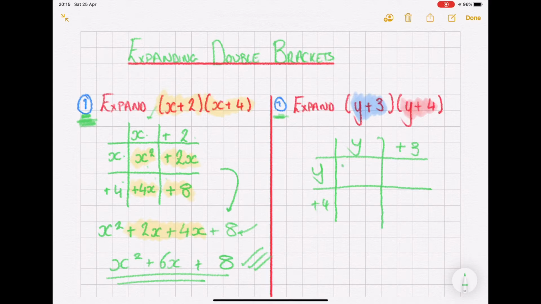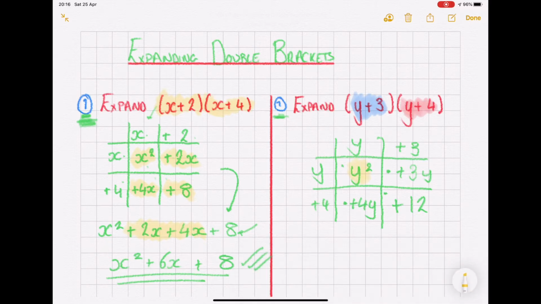Now in this box, we're going to take y times y, which is y squared. In this box, it's going to be y times by positive 3, which is plus 3y. In this box, it's going to be y times by positive 4, which is plus 4y. And in this box, it's going to be positive 3 times by positive 4, which is positive 12, like that.